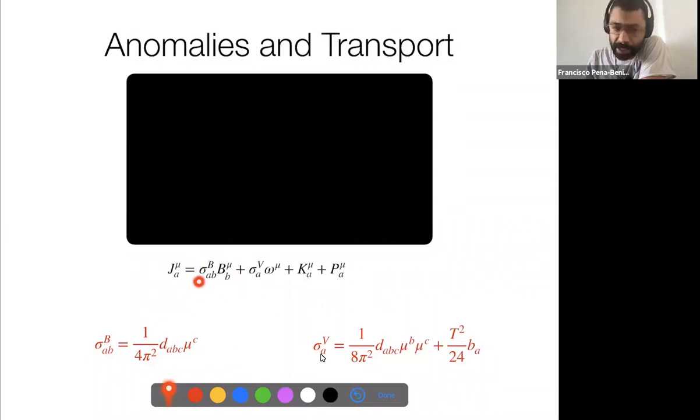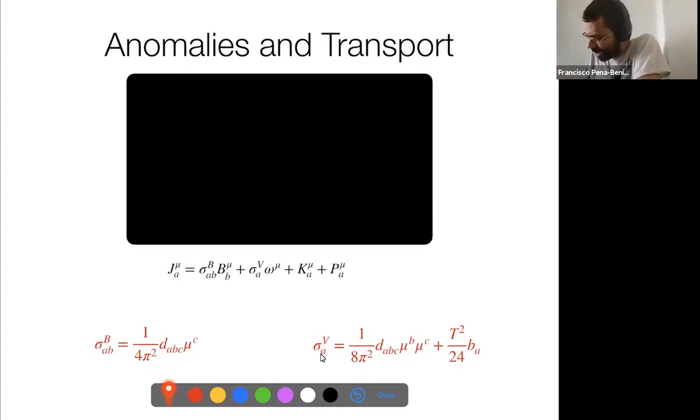So this sigma B is what is called the chiral magnetic conductivity, and this sigma V is what is usually called the chiral vortical conductivity. Okay, as you can see, these quantities are proportional to the anomaly coefficients. So the chiral magnetic conductivity is proportional to this DABC, okay? Which means that those transports are present in the system if and only if the system is anomalous, okay?